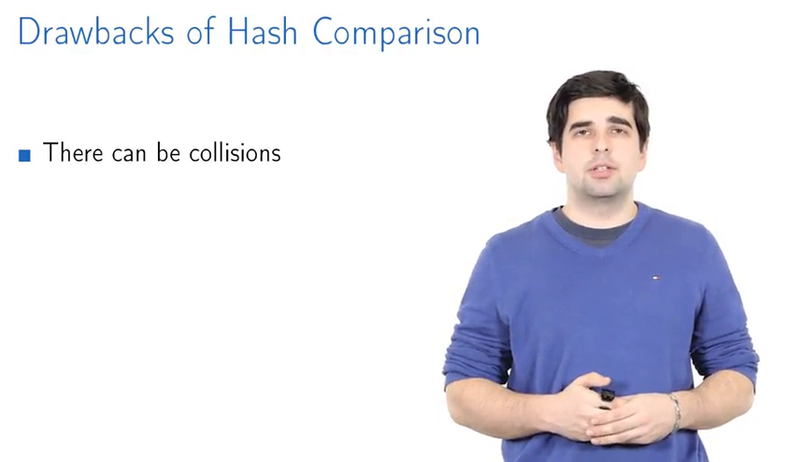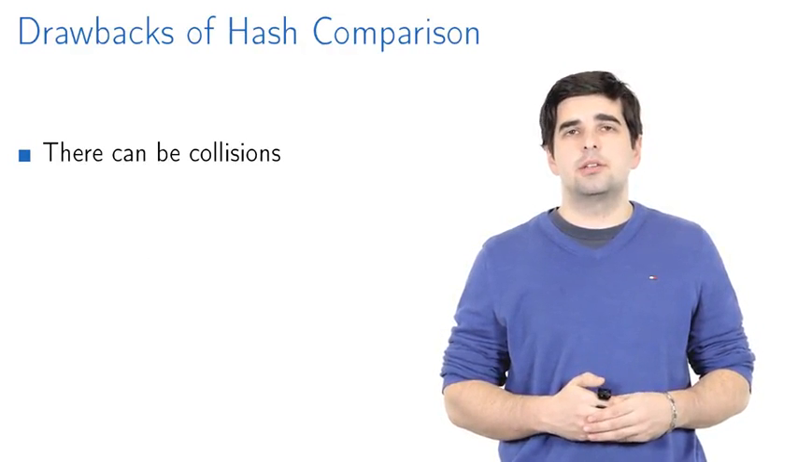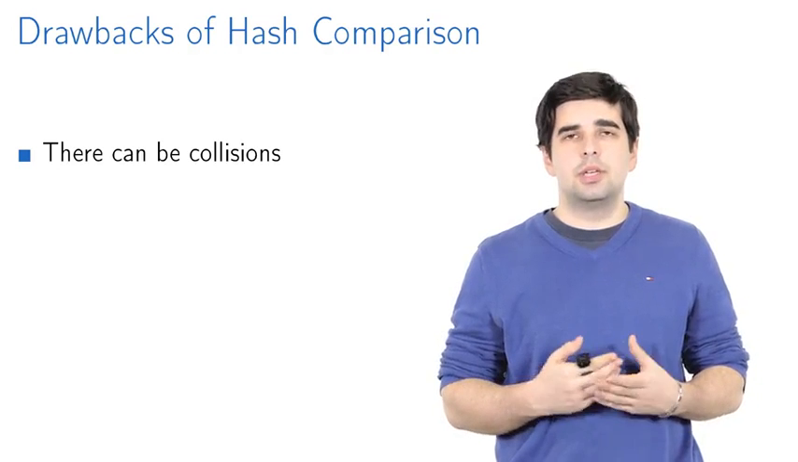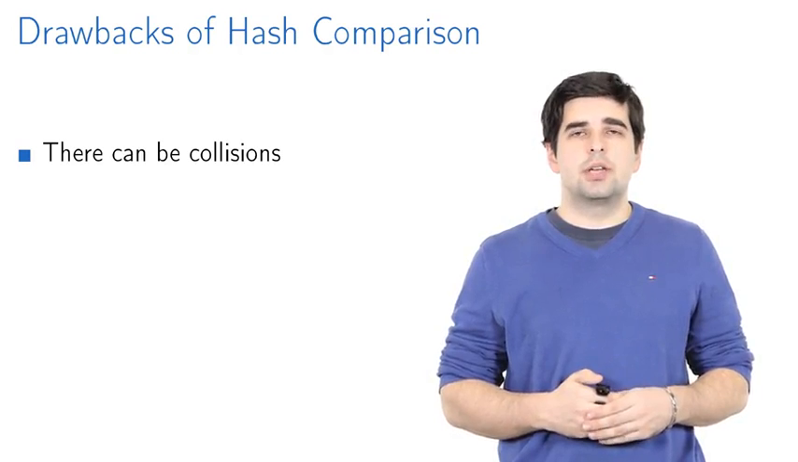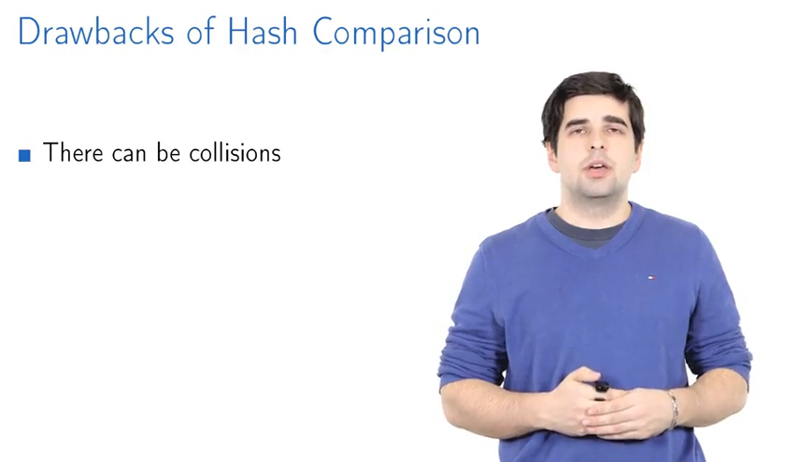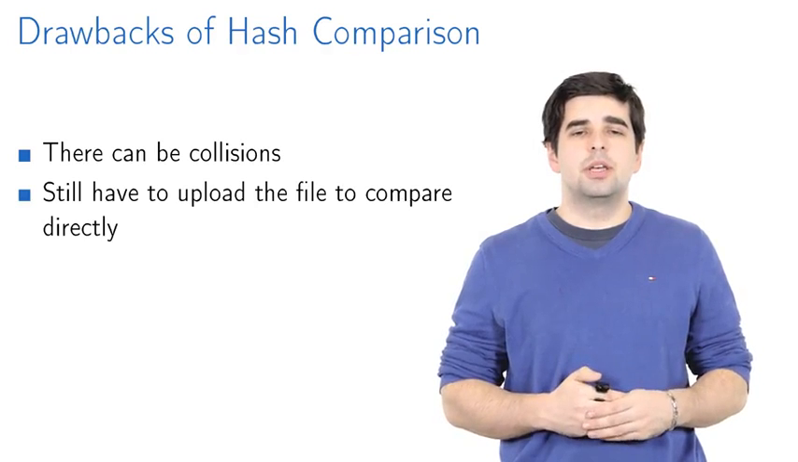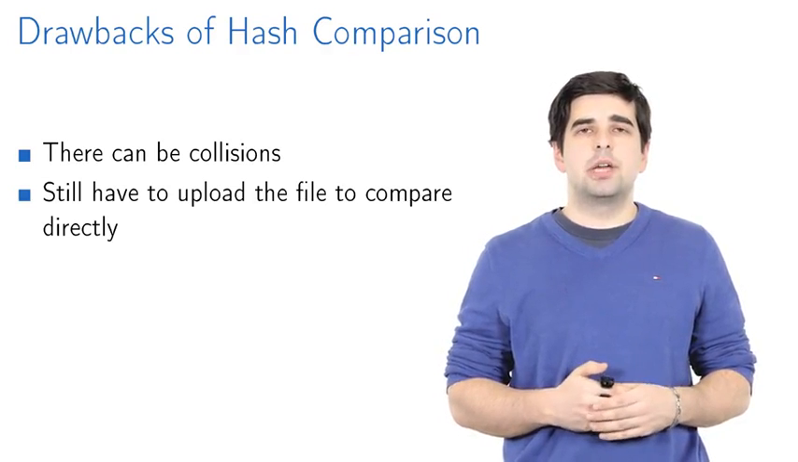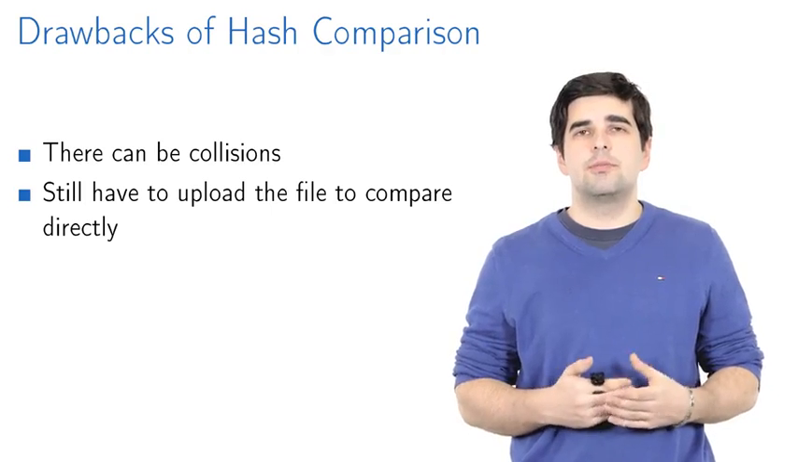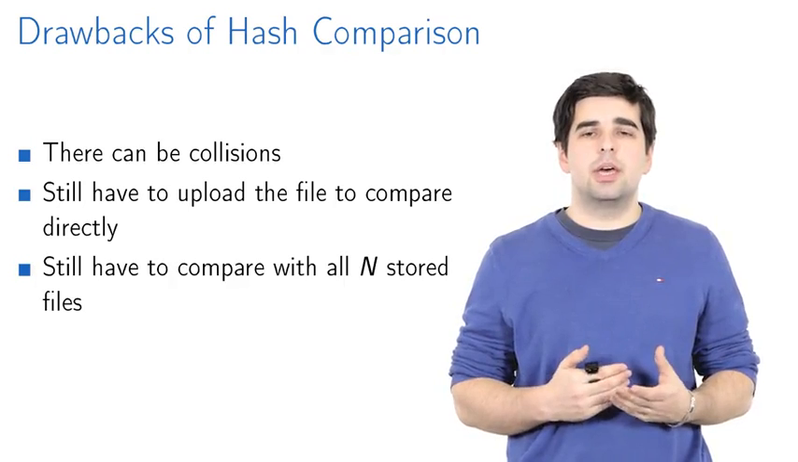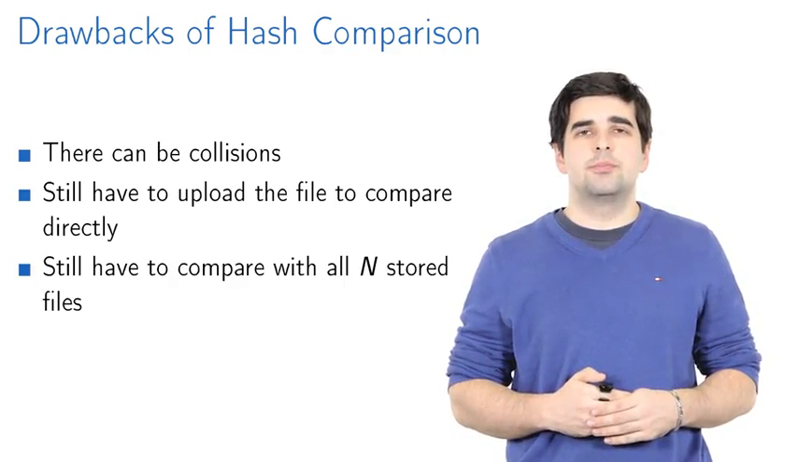First, there can be collisions, so we cannot just say that if 2 files have the same hash value, then they are equal and we don't need to store the new file. Sometimes different files can have the same hash value and we still have to compare the 2 files. And also we still have to upload the file to compare directly even if the same file is already stored. And we still have to compare with all n already stored files.